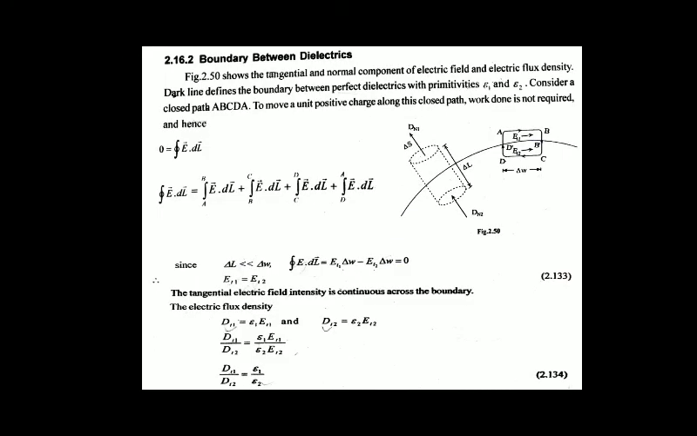Now, we have calculated the tangential component of the electric field intensity and the tangential component of the electric flux density. Now we will discuss the normal component of the electric flux density and intensity in the case of two dielectric materials.